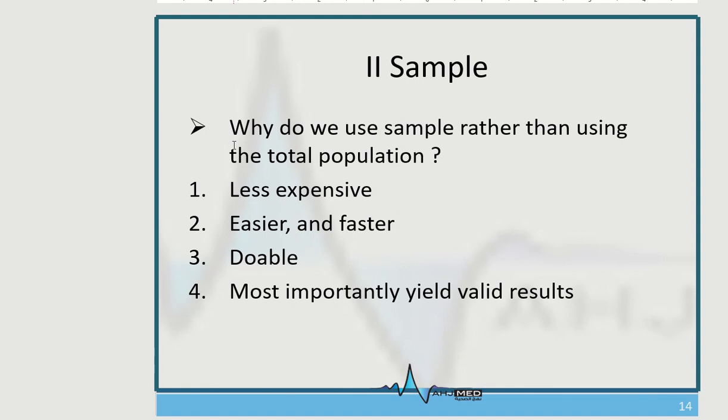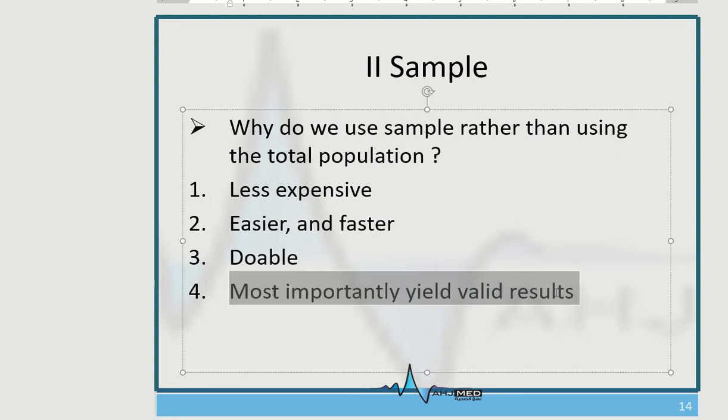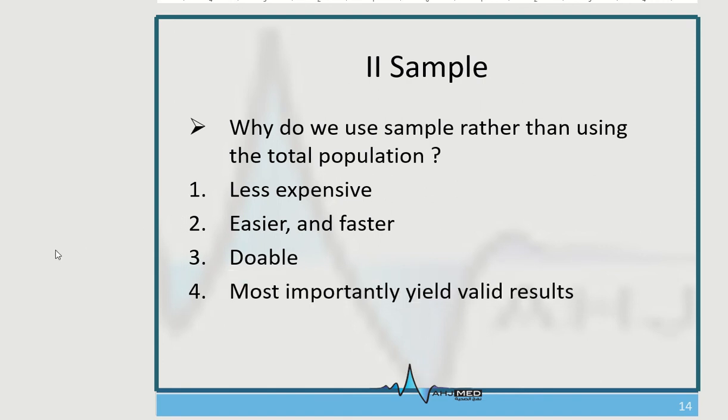So the key question is, why do we use a sample rather than the entire population? The answer is that it's less expensive, easier, faster, and doable, because sometimes you cannot actually measure the entire population. But probably the most important part is that from samples you get valid results. What I mean is that the estimates you get are good estimates.